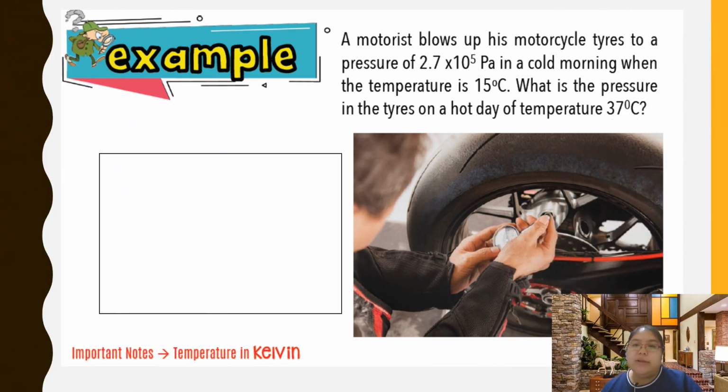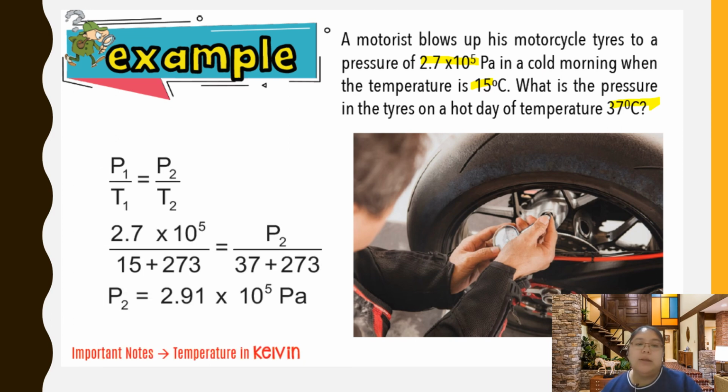The motorist blows up the motorcycle tire. Okay, the pressure they give you is P1. In a cool morning the temperature is 15. So what is the pressure of the tire on a hot day, 37? So this is the pressure law. We just apply: 2.7 is P1 over T1, 15 plus 273. P2 we don't know. Then T2 you just plus 273. Final answer 2.91 times 10 to the power 5 Pascal.